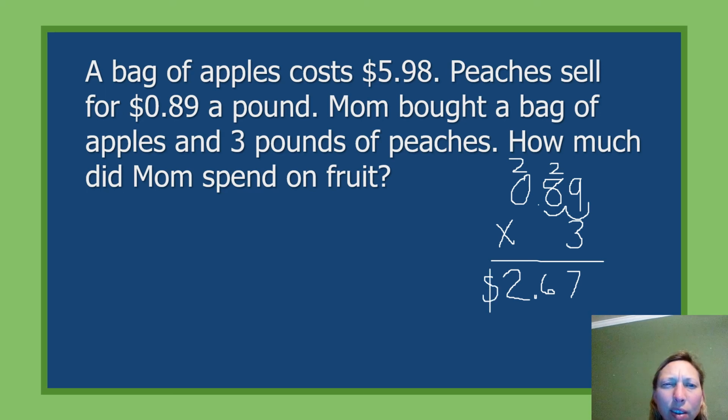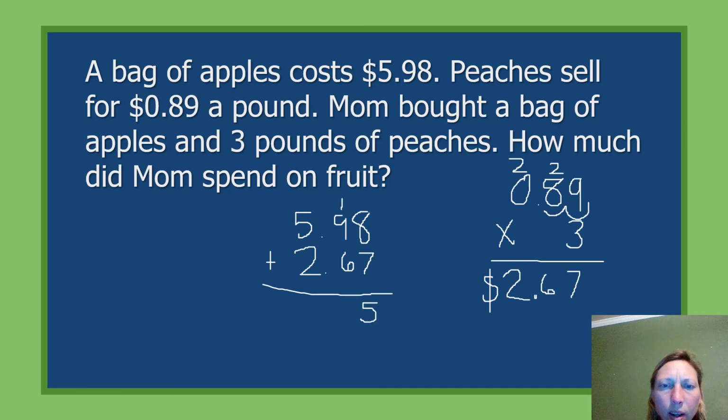Now I have to count the apples in there. So now I have to add $5.98 plus $2.67. Okay, 8 plus 7 is 15. All right, 10 plus 6 is 16. Bring down your decimal, put the 1 up here, and 5 plus 2 is 7, plus 1 more is 8.